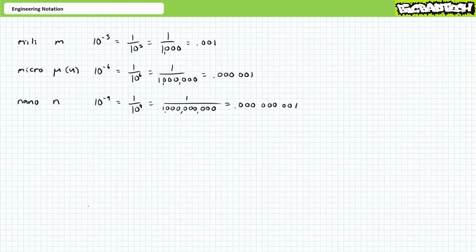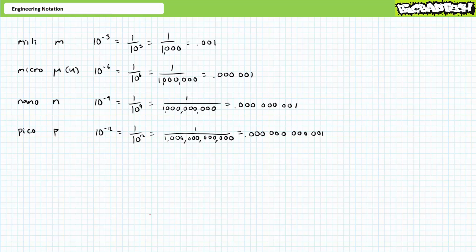Consider the expression 10 raised to the negative ninth. This means take 1 over 10 raised to the ninth power. 10 to the ninth is a billion. 1 over a billion, or 1 billionth in decimal format, is 0.000000001.